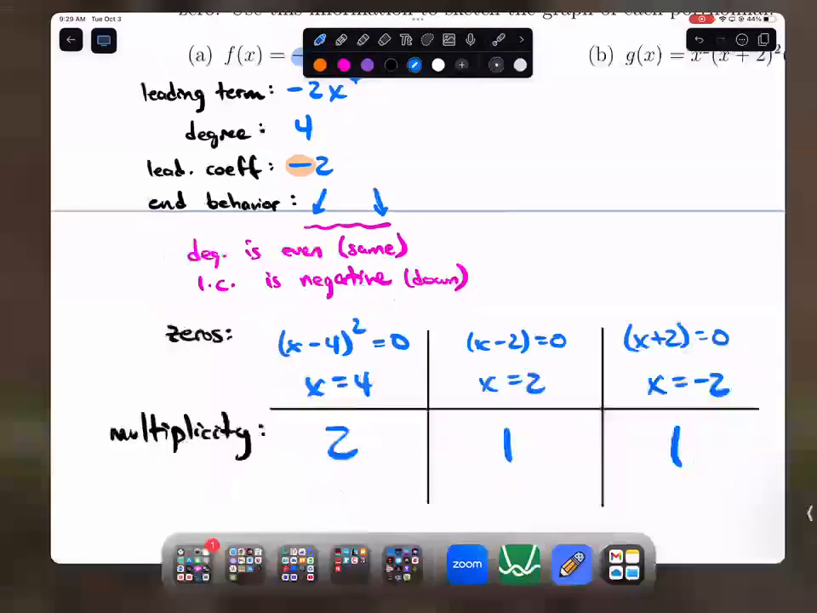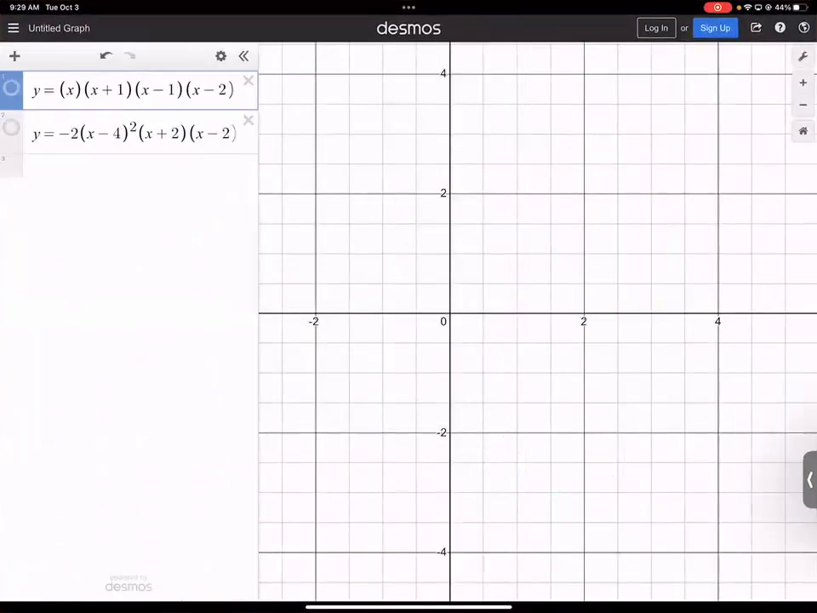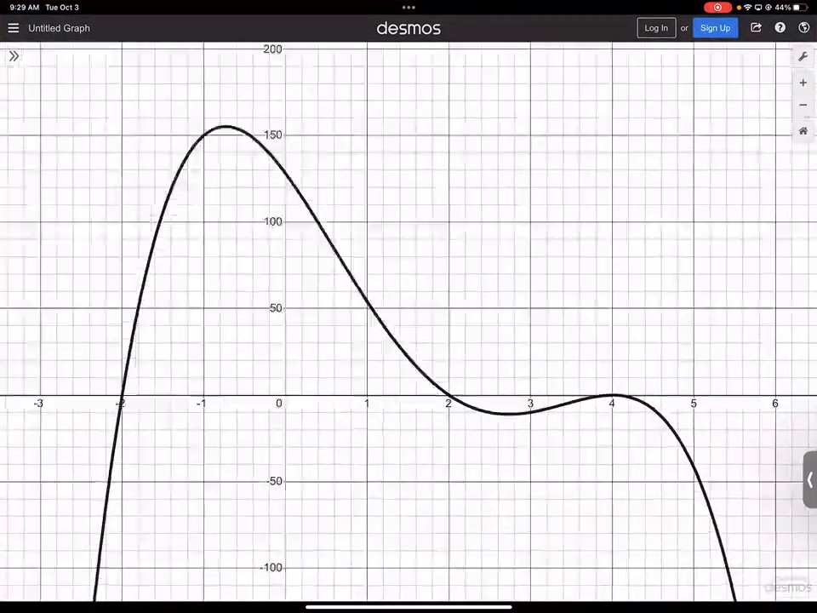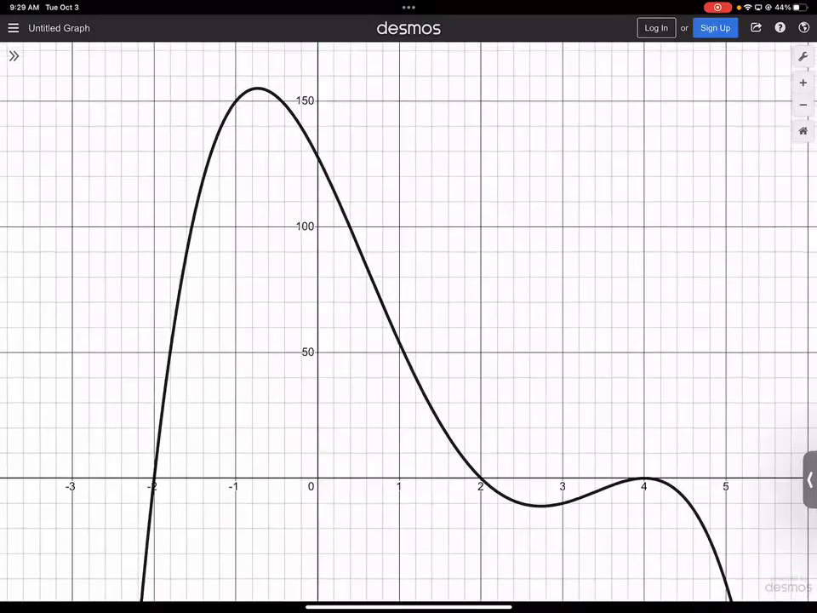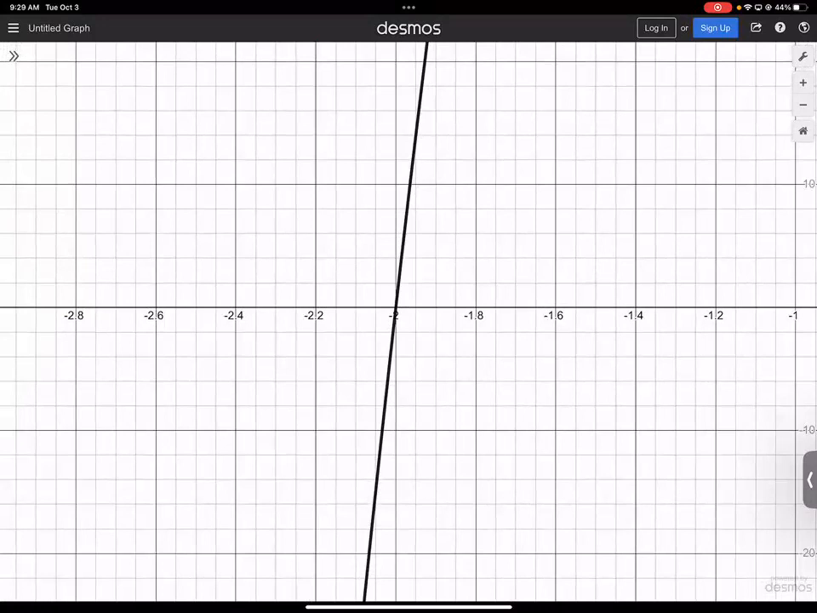But there's an interesting thing that happens. If we look at the graph of this thing, let me rearrange so that we can see a pretty version of it. The zeros were negative 2 and 2 and 4, right? What happens at negative 2? Crosses the x-axis, right? Well, that's what we said ought to happen. We called it an x-intercept. There it is, crossing the x-axis.